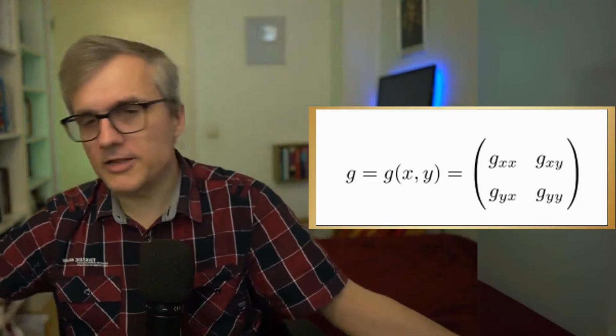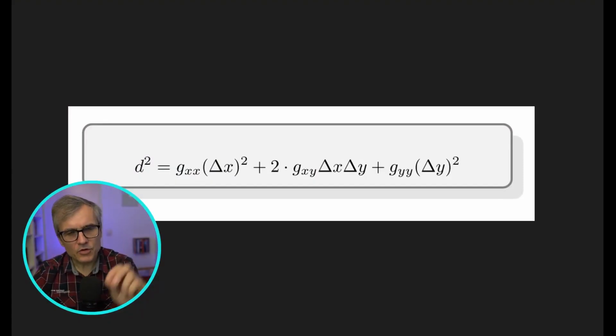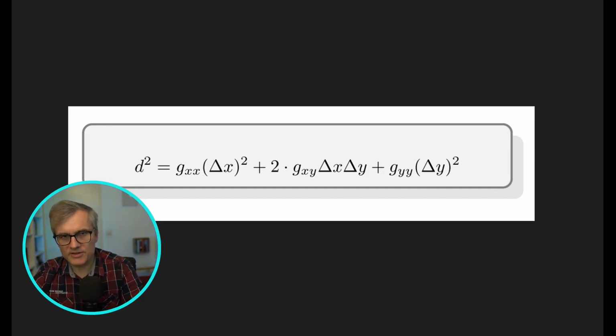Other coordinate systems, other functions. What are they useful for? Well, by using these 4 functions, we can finally calculate the distance between 2 points on a surface using this formula. Here, delta x and delta y are the differences between the coordinates of these 2 points, and d is the distance between the points.